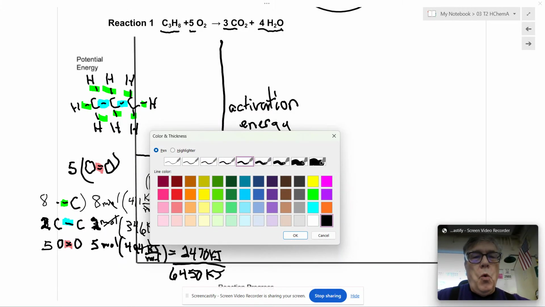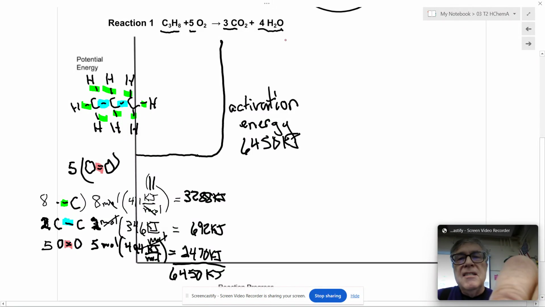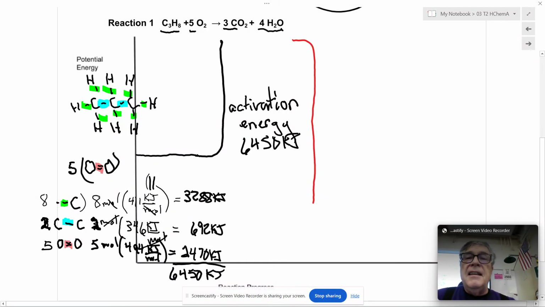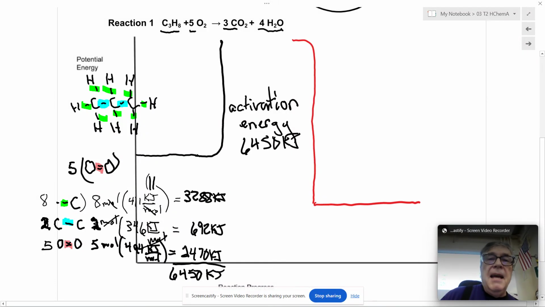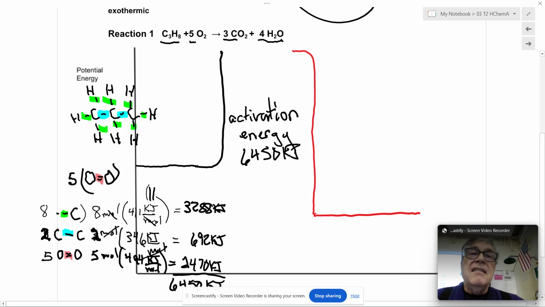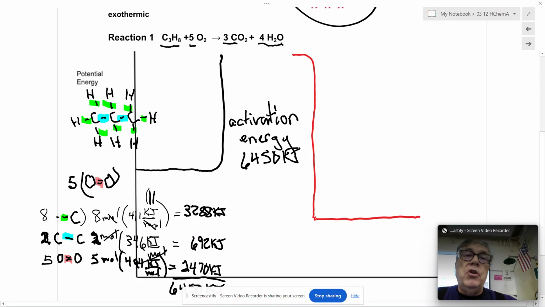Now, I'm going to switch all of my colors to red, because I'm going to now go down this direction. We already discussed the idea that it has to be exothermic because it made a big flame. So now the thing we're going to do is draw on all the products, the things that this chemical reaction produces. And so that's going to be CO2.